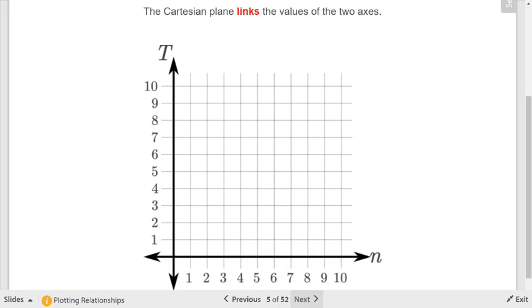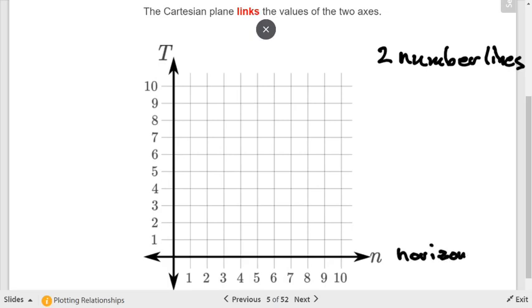First thing about the Cartesian plane is that it's made up of two number lines. And if you look, there's a horizontal one. Horizontal means it's flat, right? And there is what's called when it goes straight up and down? A vertical one. Excellent. Okay?